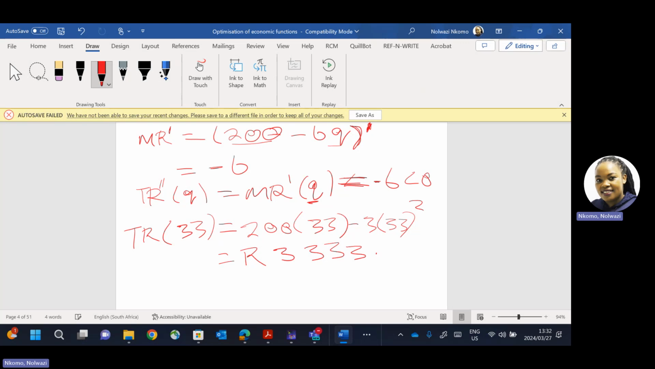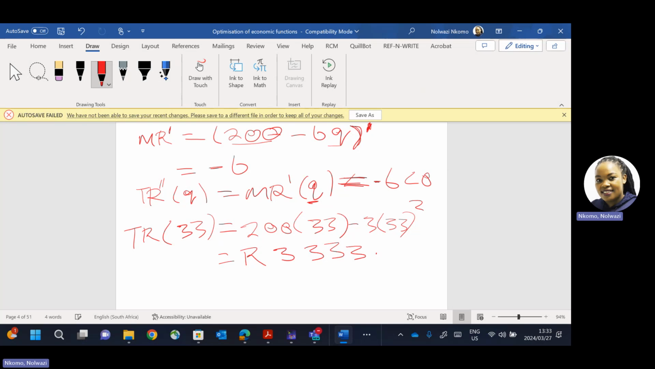Find the second derivative, and the second derivative was negative, less than 0. That means the point that we obtained, which is 33, is the maximum point, right? Then the next step was to find the exact value of the total revenue if the total revenue is maximized. Remember, we said it's at maximum on the turning points, right? And the turning point was at 33.